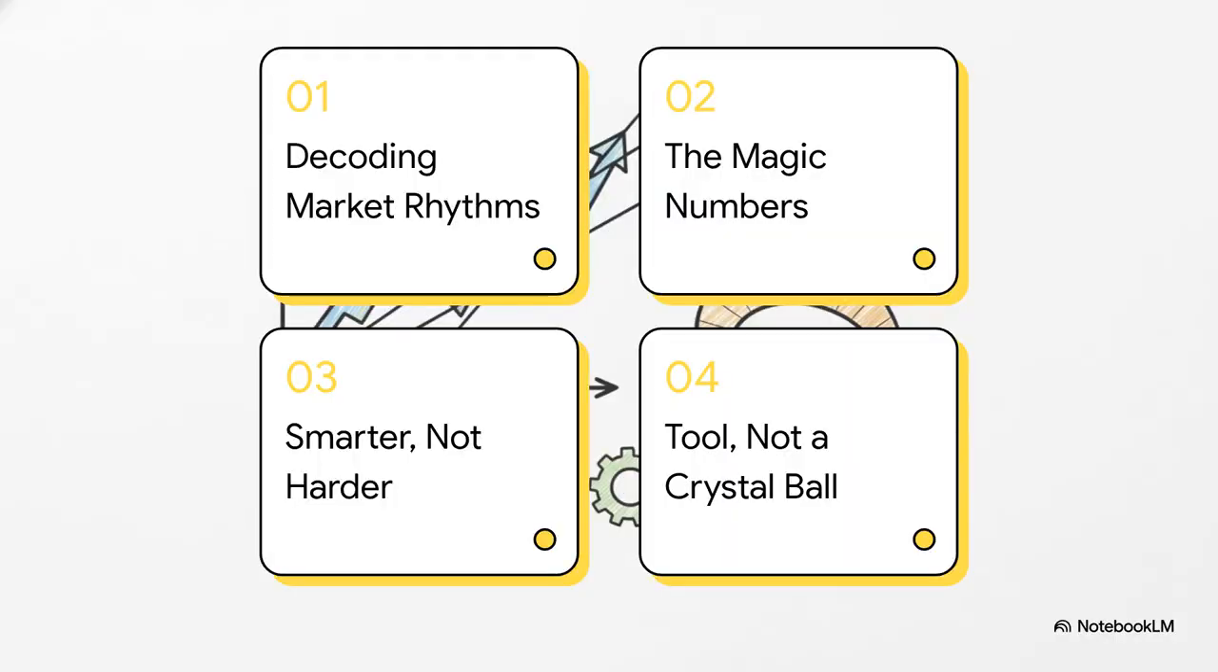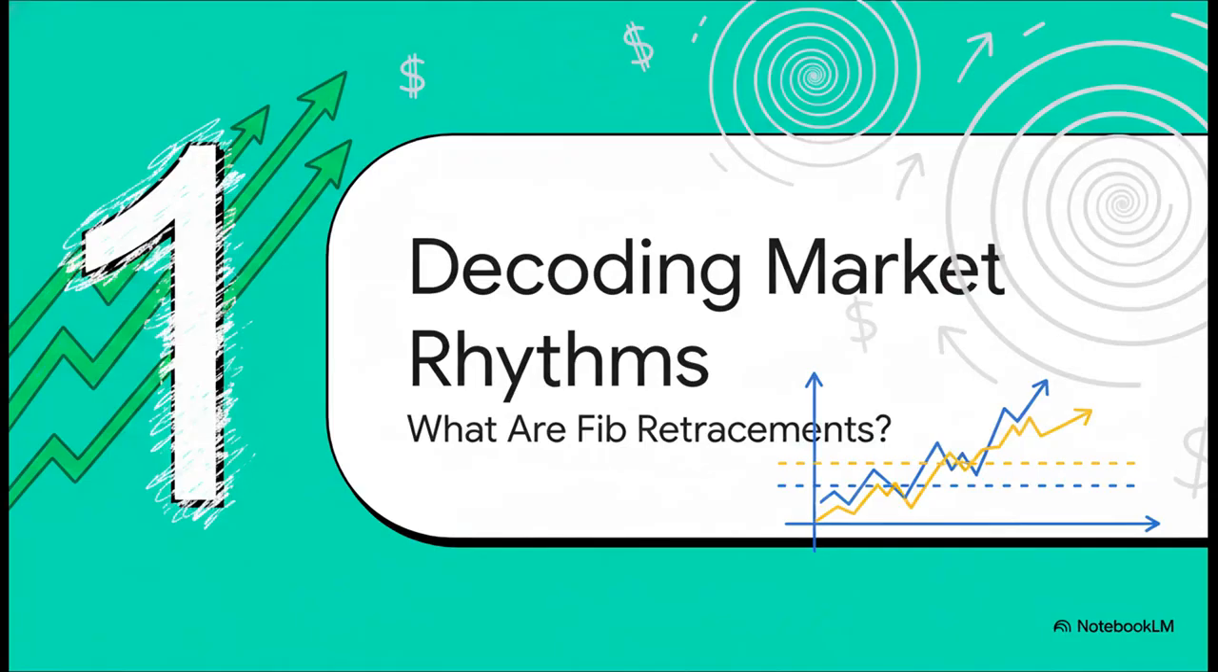Okay, so here's the game plan. First up, we're going to decode what these market rhythms are all about. Then we'll get into the so-called magic numbers behind the whole thing. After that, we'll talk about working smarter, not harder, by combining tools. And finally, and this is super important, we'll do a reality check. This thing is a tool, not a crystal ball. All right, let's jump right into part one, decoding market rhythms.